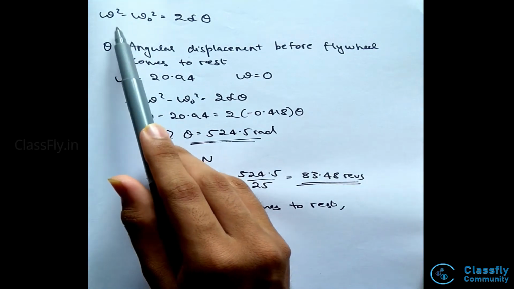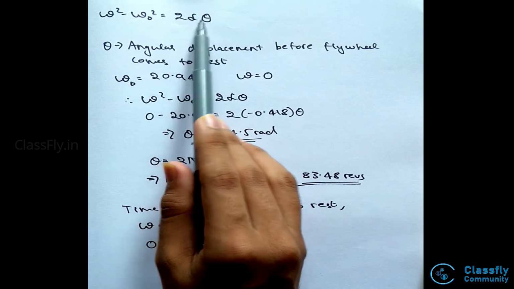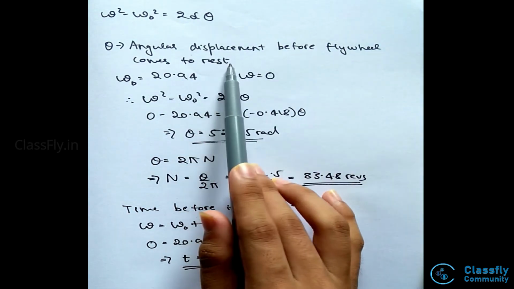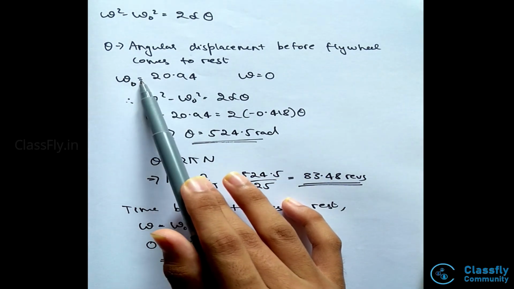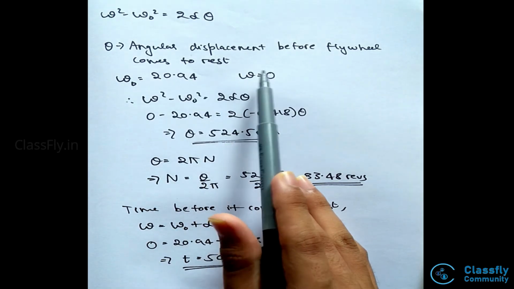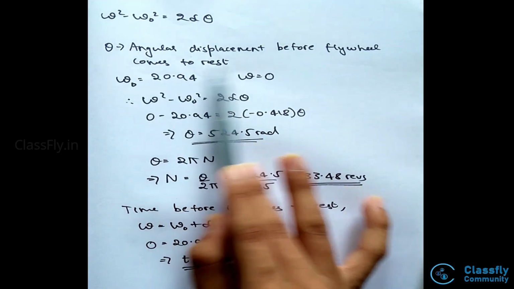Now, from the equation of motion, we know that omega square minus omega naught square is equal to 2 alpha theta, where theta is the angular displacement before the flywheel comes to rest. Here, the initial angular velocity will be the same, that is 20.94. The final angular velocity will be 0 here, as it is given that the flywheel will come to rest.